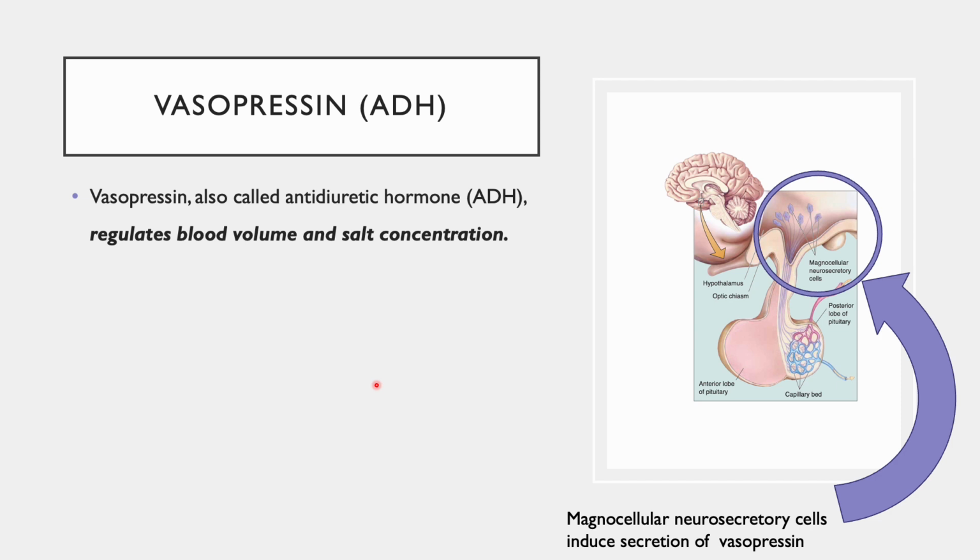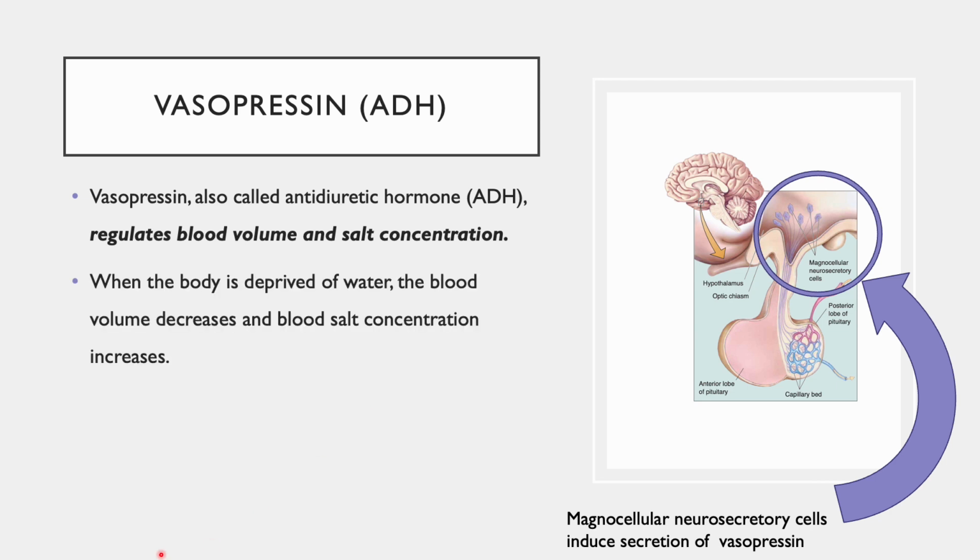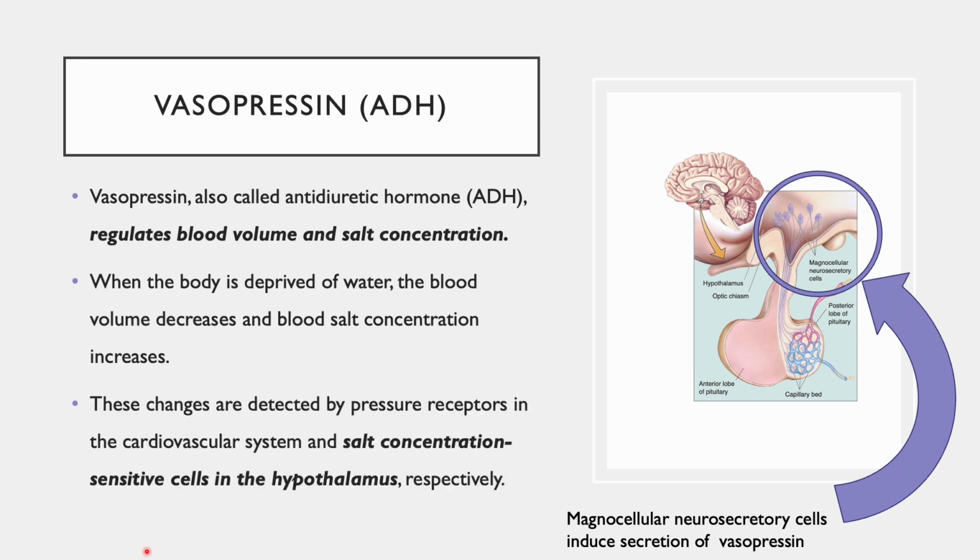Also, another neurohormone that is produced due to these magnocellular neurosecretory cells in the paraventricular zone of the hypothalamus is vasopressin, which again is synonymous with antidiuretic hormone or ADH, and this helps to regulate blood volume and salt concentration. So when our body is deprived of water or we are dehydrated, our blood volume actually drops and our blood salt concentration increases due to the smaller volume of blood. These changes can be detected by receptors within the cardiovascular system, and the hypothalamus specifically can register salt concentrations in the blood.